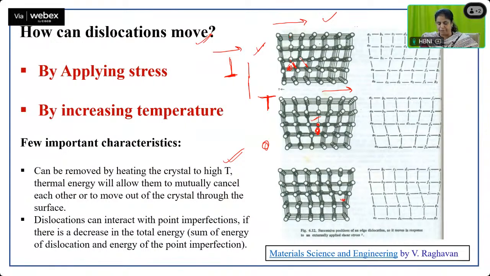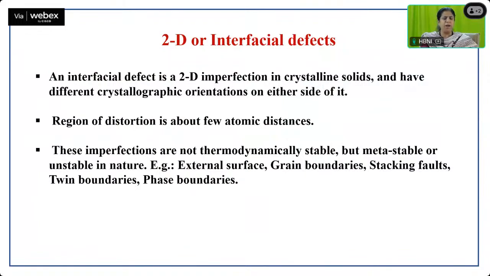Okay. Now I'll just take a minute's break here and then we will start the two-dimensional or interfacial defects.